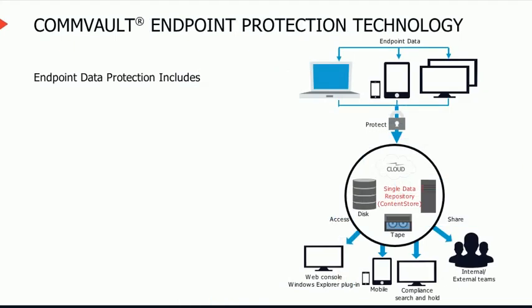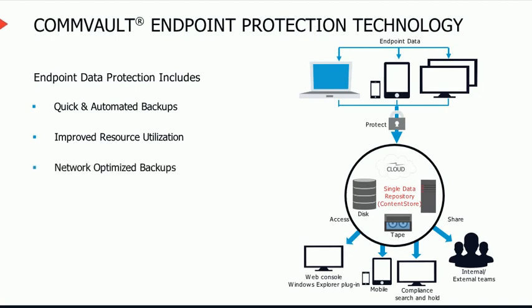Here we see how CommVault Endpoint Data Protection leverages Content Store at the core to provide a scalable architecture for Internet-based backups of laptops and desktops. Endpoint Backup offers the following key features: quick and automated backups, seamless backups using automatic schedules based on network connectivity, improved resource utilization. Deduplication technology coupled with intelligent backup scheduling dramatically improves the ability to protect distributed data with optimized disk resources. Network optimized backups.